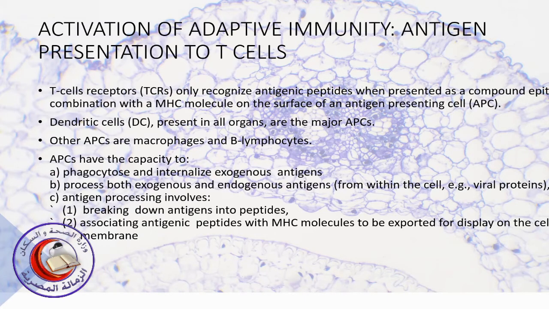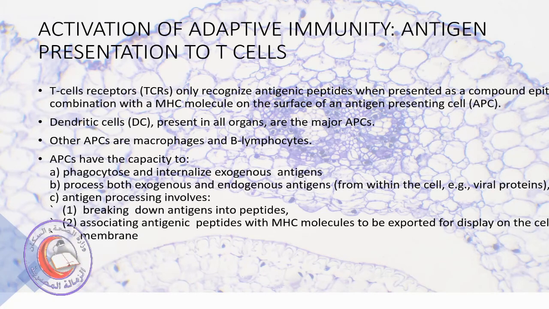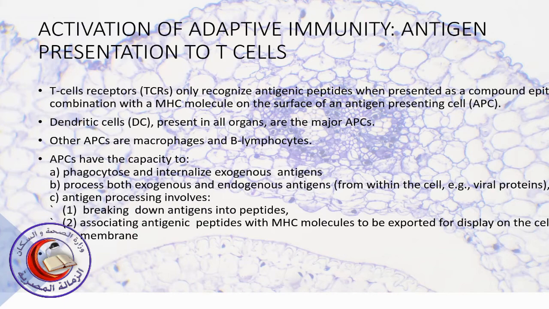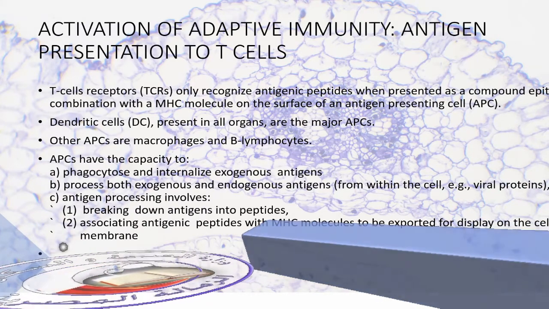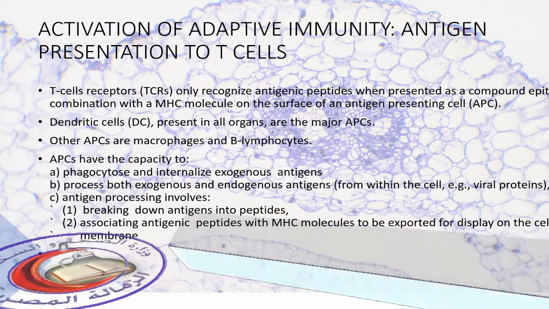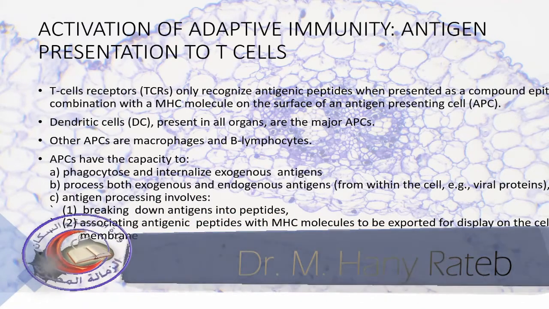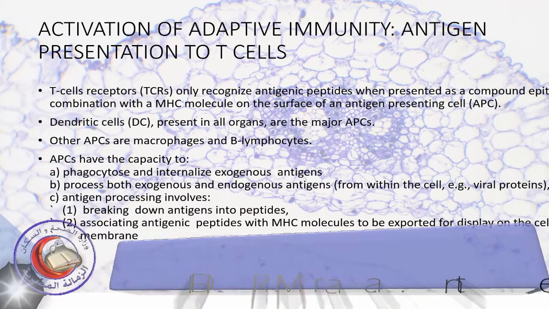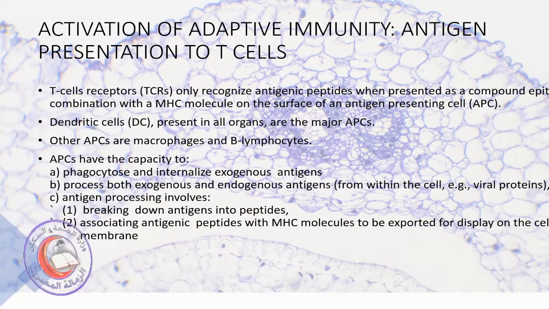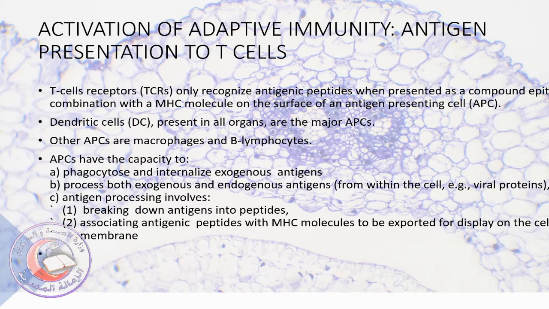T cell receptors, as we already mentioned, only recognize antigenic peptide when presented as a compound epitope in combination with an HLA molecule on the surface of an antigen-presenting cell. Dendritic cells are present in all organs, and are an important antigen-presenting cell. Other antigen-presenting cells include macrophages and B lymphocytes. Other cells, not normally antigen-presenting, such as vascular endothelium, can be induced during an immune response to express HLA molecules.